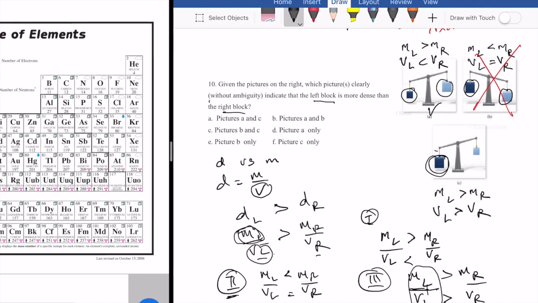And since the question asks for the answer without ambiguity, the only one that works without ambiguity is picture A, or the first picture.